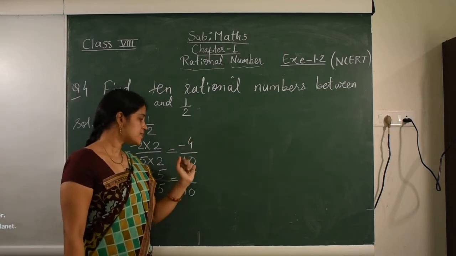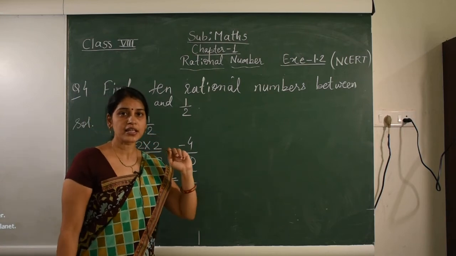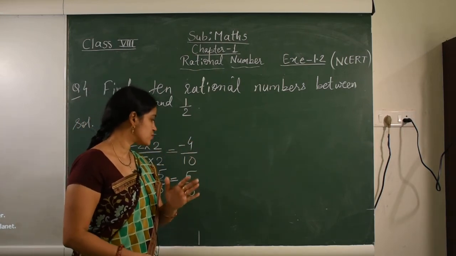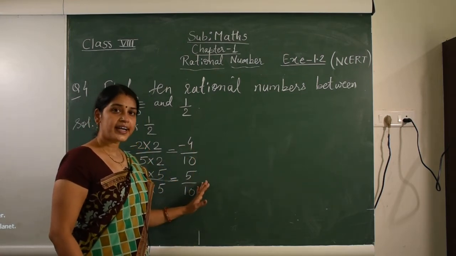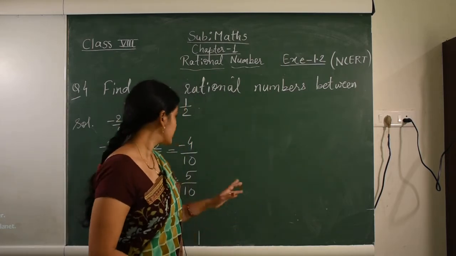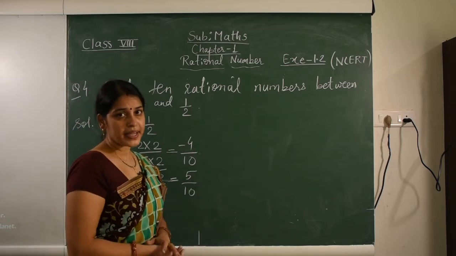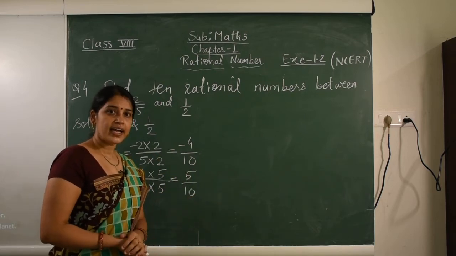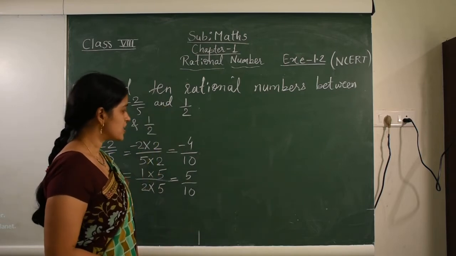Now between minus 4 upon 10 and 5 upon 10, do we get 10 rational numbers? No. There are only 8 rational numbers: minus 3, minus 2, minus 1, 0, 1, 2, 3 and 4. So we are not getting 10 rational numbers, but we want 10 rational numbers. For that we have to multiply these numbers by some big number like 2, 3, 5, any number we can multiply, so we can get more rational numbers.